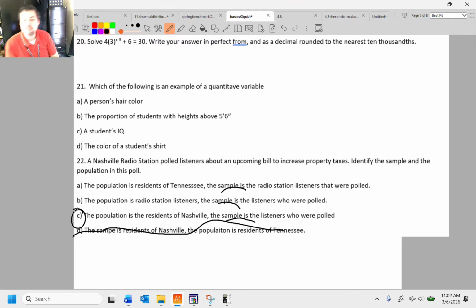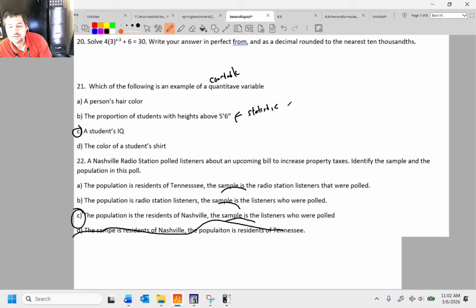Which of the following is an example of a quantitative? Quantitative means countable. All right. It's going to be a student's IQ. It's a number. This is actually going to be a statistic or a parameter: proportion of students with heights above 5'6". That's a statistic, or a parameter if it's about population.